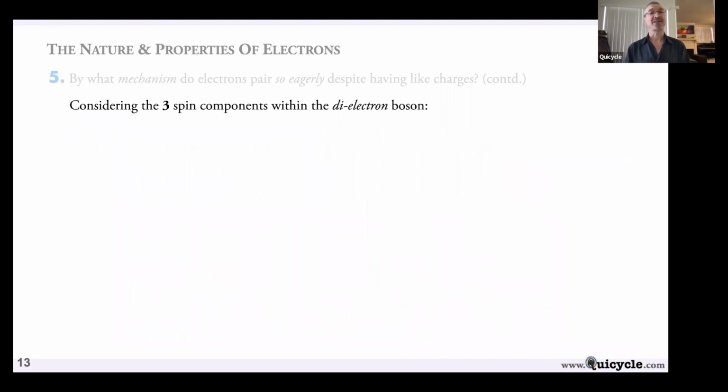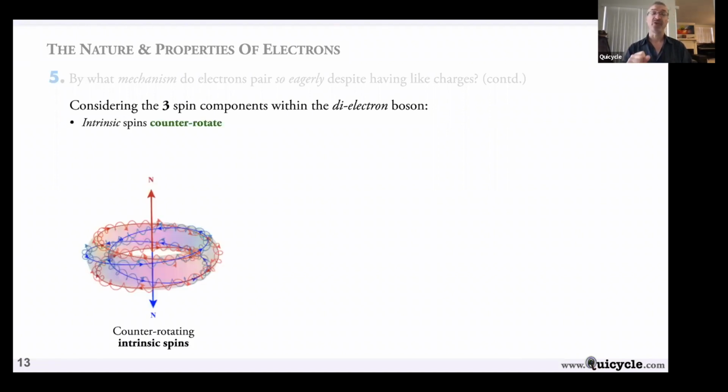Okay, so now that we understand the substructure and the spin components, we can now look at how they're going to interact within the di-electron boson. So if we look at the intrinsic spins first, while it is not so easy to see on this diagram because they're not exactly superimposed over each other, we're going to see some diagrams later on which will make it a lot easier to tell.